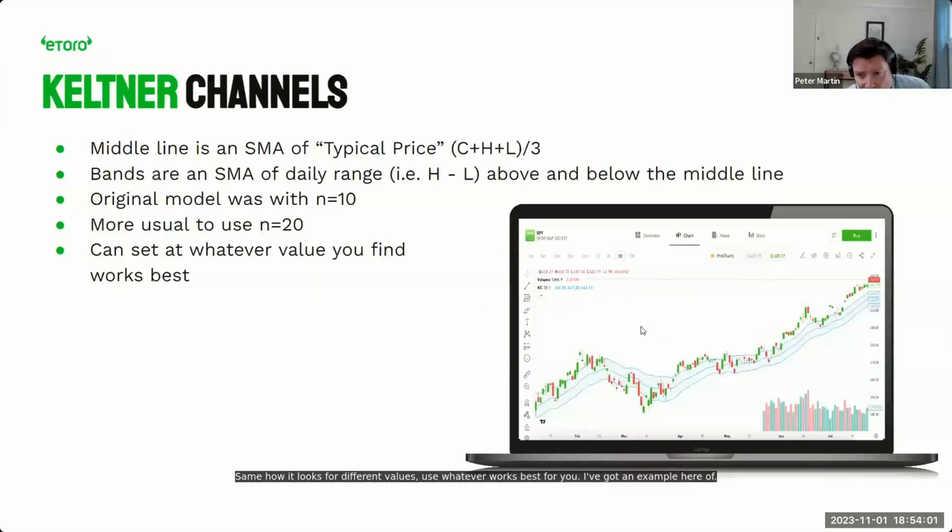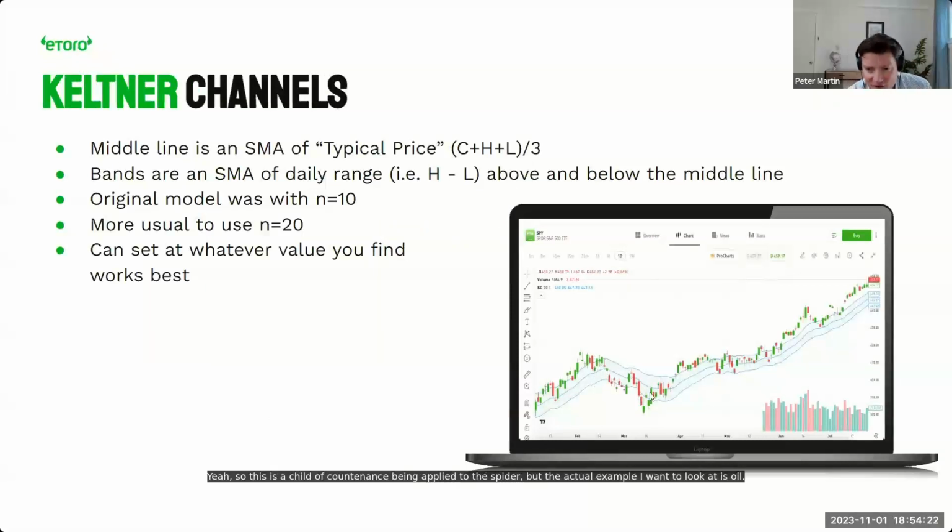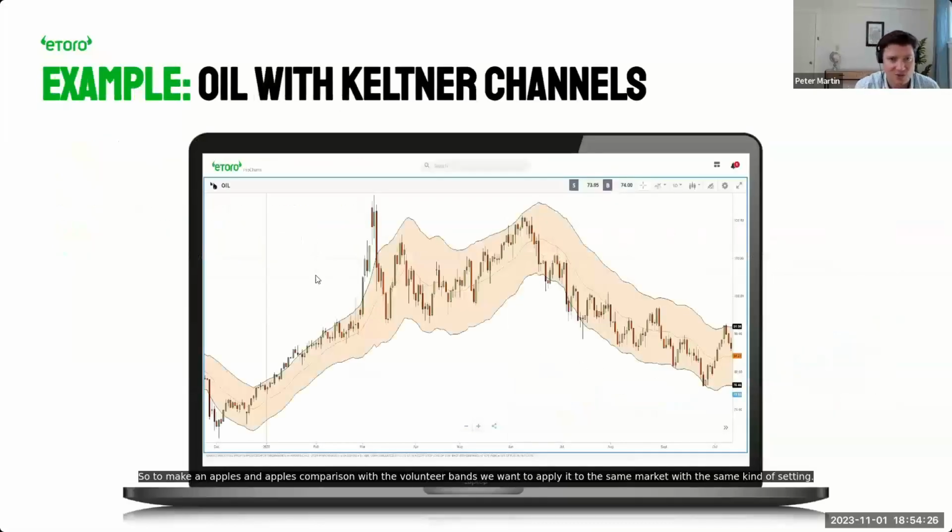I've got an example here of the SPDR S&P ETF on a daily chart, with Keltner channels applied. But the actual example I want to look at is oil. To make an apples-to-apples comparison with the Bollinger Bands, we want to apply it to the same market with the same kind of settings. So I've applied the 20-day settings to a daily chart of oil, and a bullish signal is when it breaks above the upper end of the Keltner channel. Your closeout signal is when it crosses back below the central line again. So it's doing a very similar thing to what we saw with Bollinger Bands.